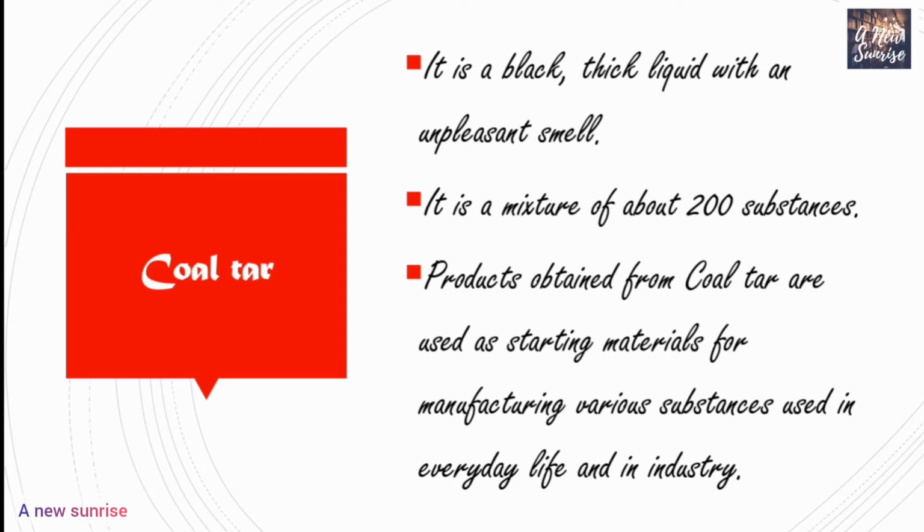Next, we would learn about another useful product formed by coal, that is coal tar. Coal tar is a black, thick liquid with an unpleasant smell. It is a mixture of about 200 substances. Products obtained from coal tar are used as starting materials for manufacturing various substances used in everyday life and in industry.